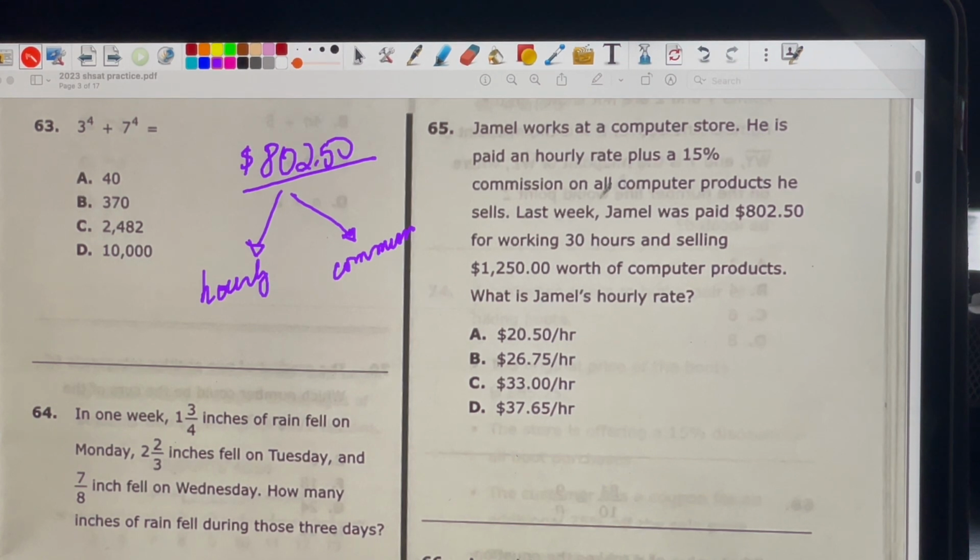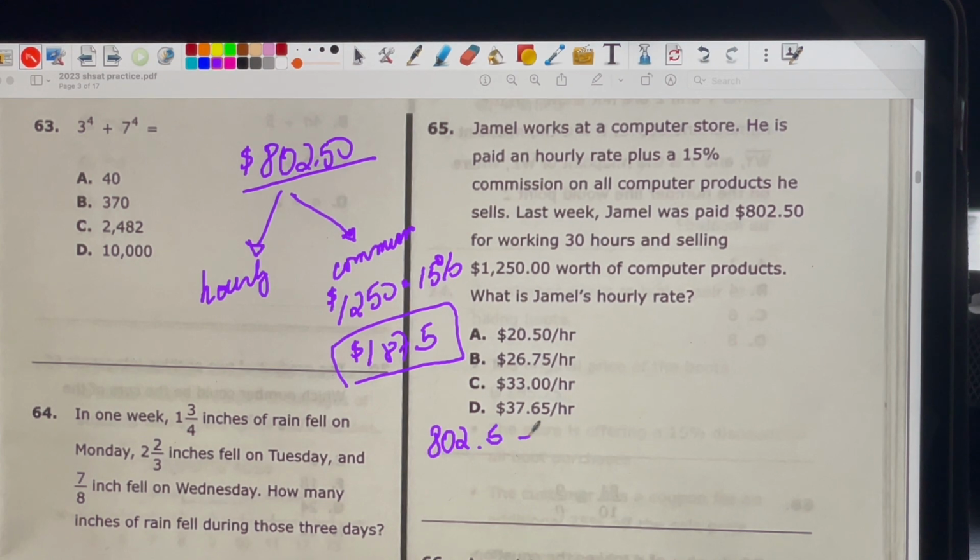Well, in commission, he sold $1,250 worth of items, and he gets 15% of that, times 15%. So what's 15%? 1250 times 0.15. So he got $187.50 in commission. So now I can subtract, I can go 802.50 minus 187.50, which was his commission. So if I subtract those two, we're left with $615.